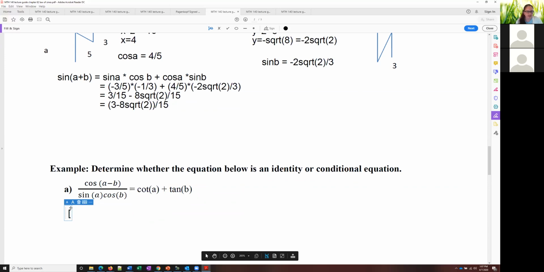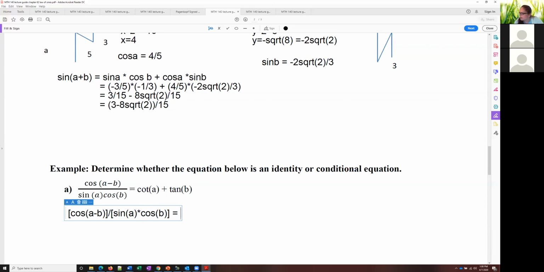If I can do that, that means that it's an identity. So I'm going to start with the top, the cosine of a minus b, over the bottom, the sine of a times the cosine of b. Okay. And now I want to think, what do I know about this? Well, we know a formula for the cosine of A minus B.